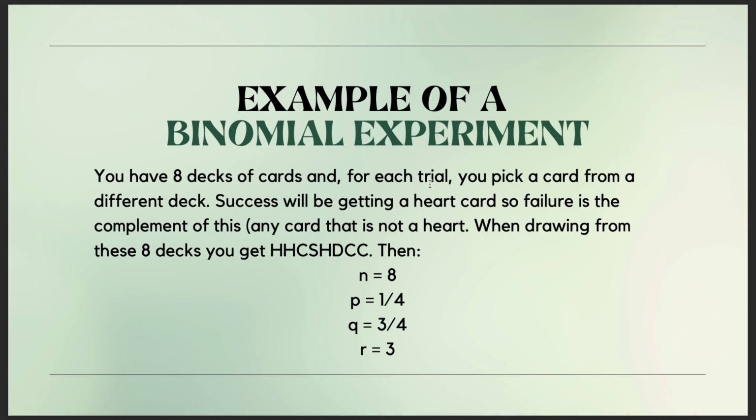And let's say you happen to get hearts, hearts, clubs, spades, hearts, diamonds, clubs, clubs from our 8 decks. Then n is 8. R is 3 because we got hearts 3 times out of those 8. And then the probability of success is 1/4 because the hearts cards make up 1/4 of the deck. And the probability of failure, which is q, is 3/4.